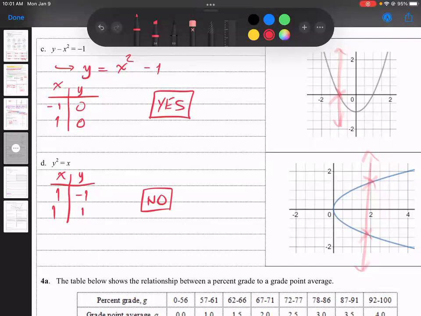Maybe I'll use black for this. So when I plug in negative 1 for y, negative 1 squared equals 1. When I plug in 1 for y, x is also 1. So this is a flipped version. Usually you plug in x first, right? But it's just easier for you to do y first. You can do it like this.